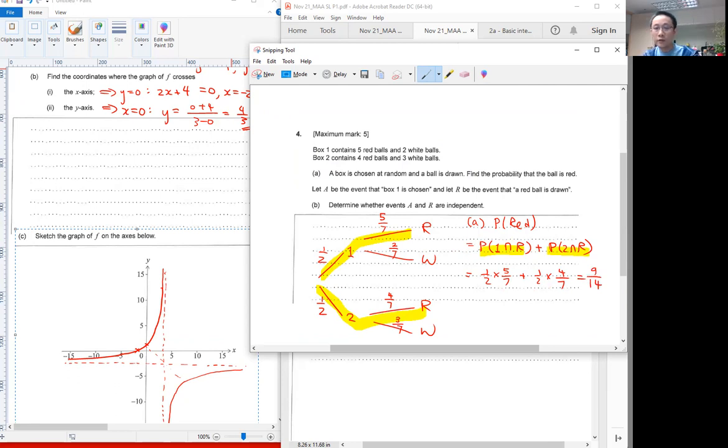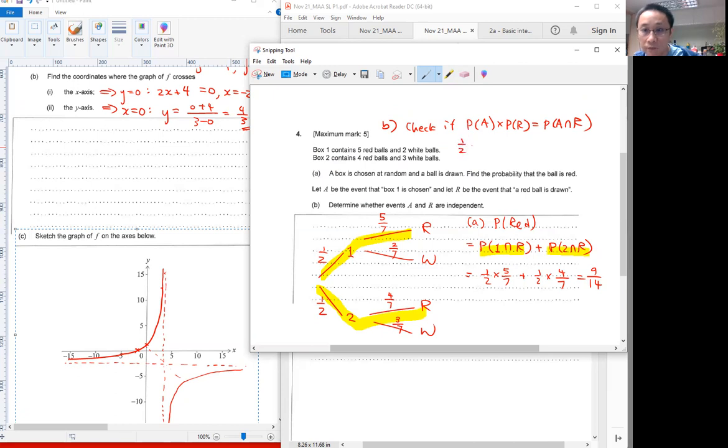Part B, determine whether events A and R are independent. Well, the clear answer should be yes, because if you randomly pick box 1, then there's a higher chance of drawing a red. There are a few mathematical equations that you can use. Check if P(A) times P(R) equals P(A and R). So this is a standard equation that a lot of students use. Not my favorite, however, but I'll use it anyways.